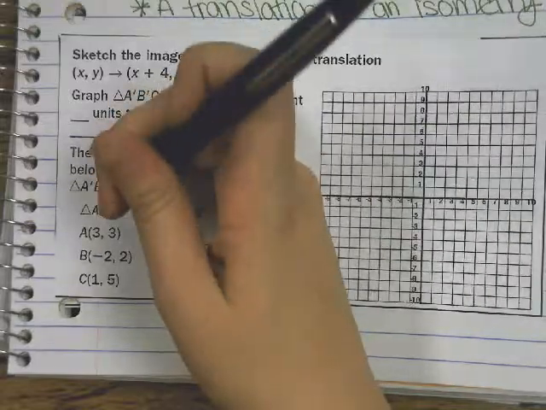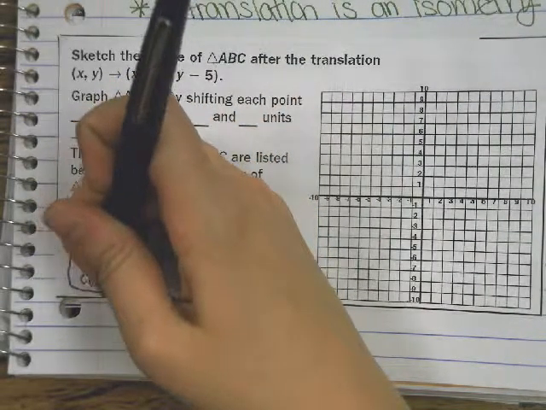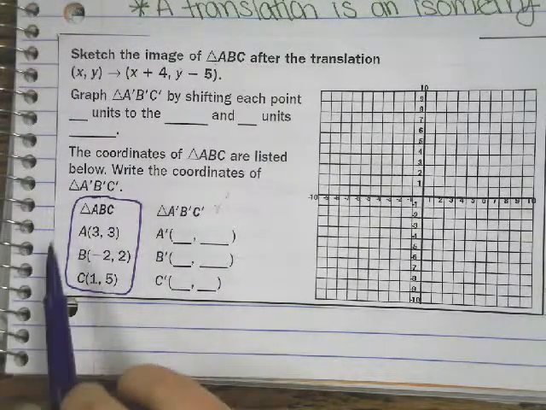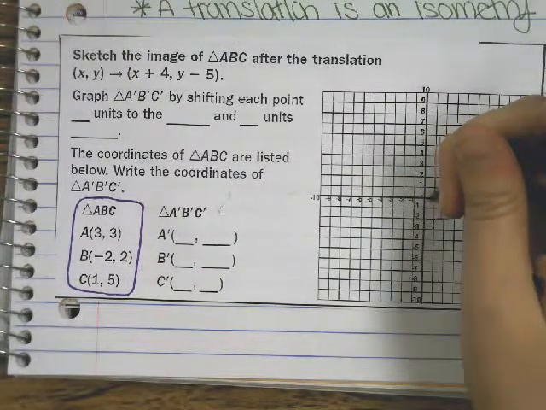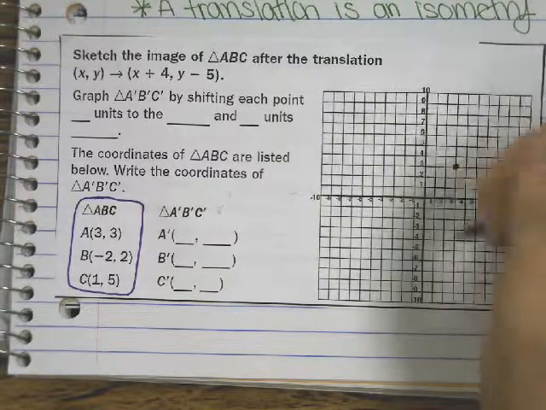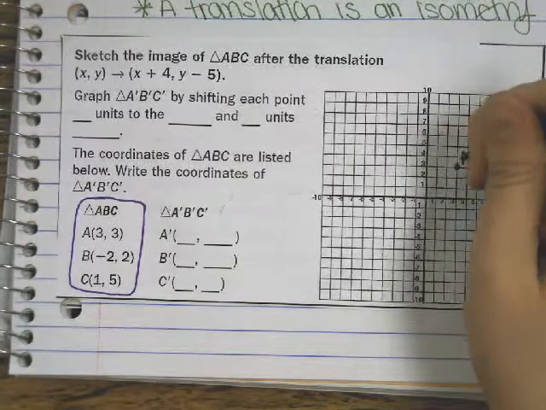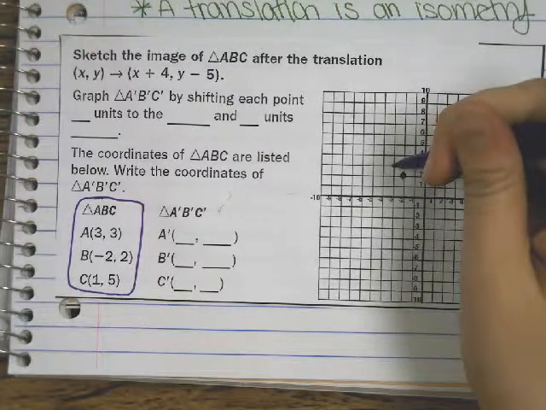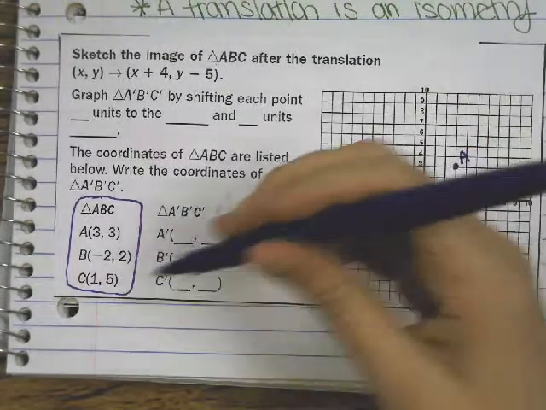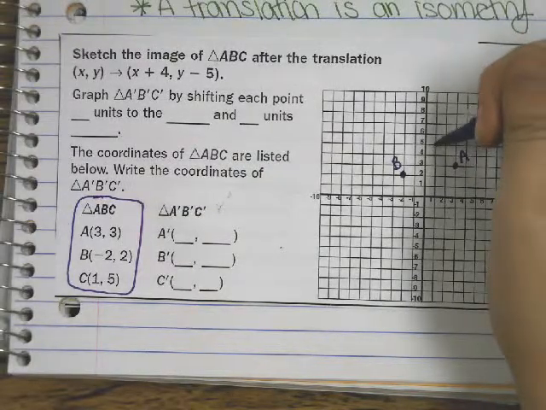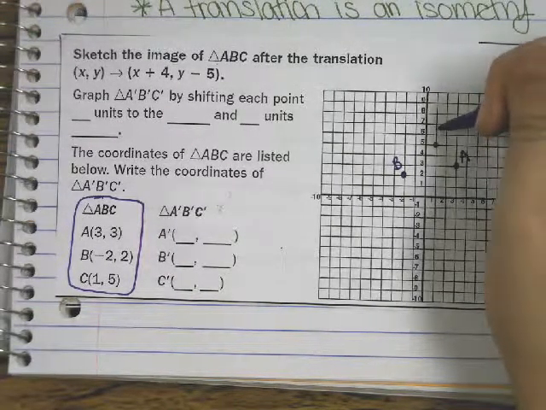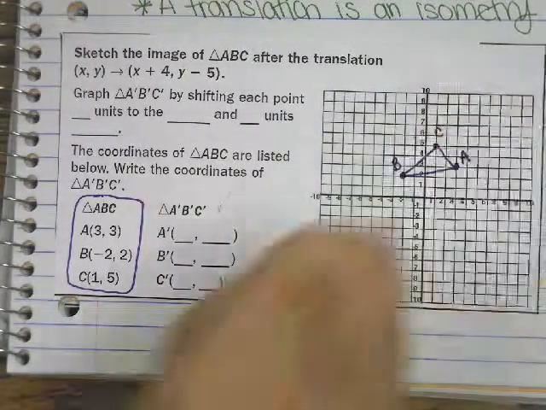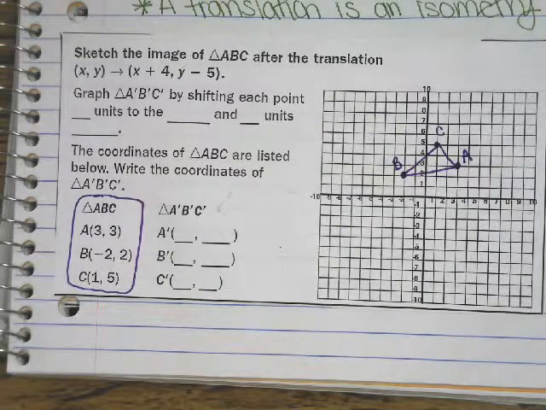is you are going to graph your first triangle, which actually I'll do this for you, and then I'll let you guys graph your new one. Okay, so you're going to graph this first triangle. The point A is at 3, 3. This is A. Point B is negative 2, 2. That's B. And the point C is at 1, 5. Let's see. Okay. So there is our original shape.